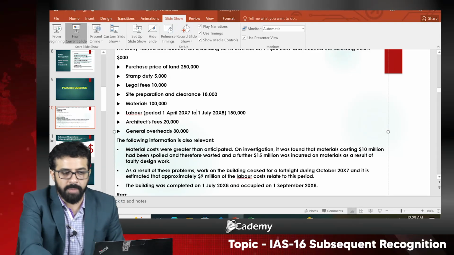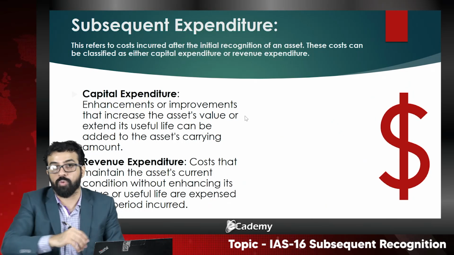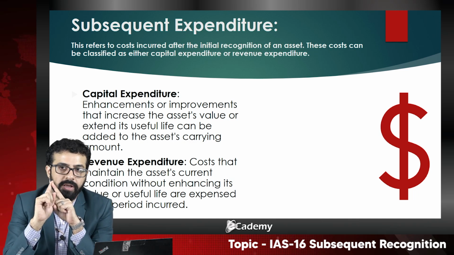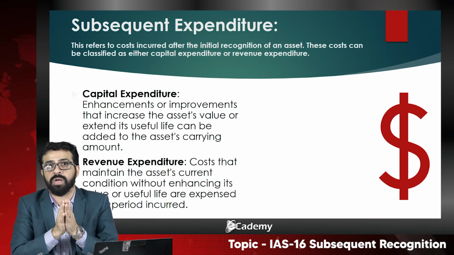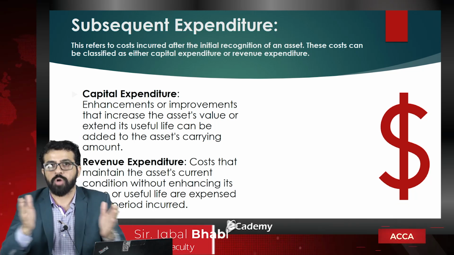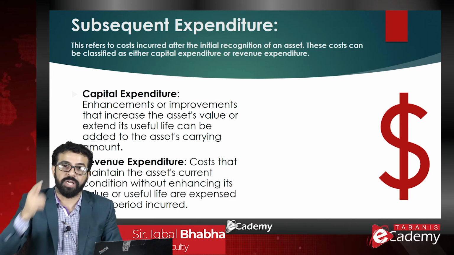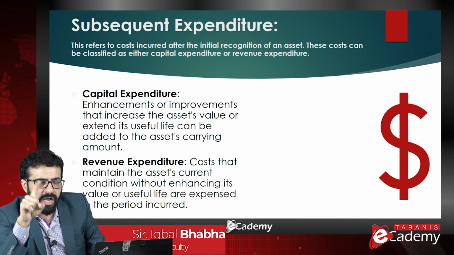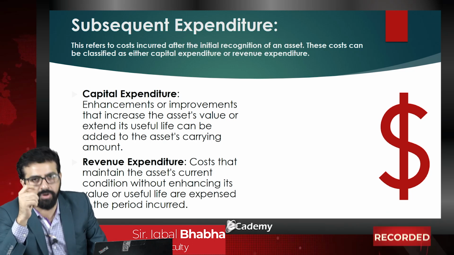Now moving towards the next theoretical part, let me duplicate the slideshow for the subsequent expenditure. Remember, we have discussed the subsequent measurement. If you recall in the previous slide, the subsequent measurement allows you to open up the two models, the cost model and the revaluation model. But the subsequent expenditure is what? This refers to the cost incurred after the initial recognition of an asset, and these costs can be classified as either capital expenditure or revenue expenditure.